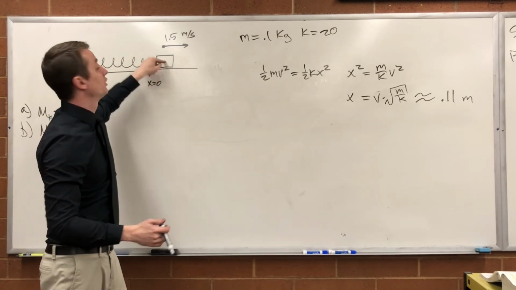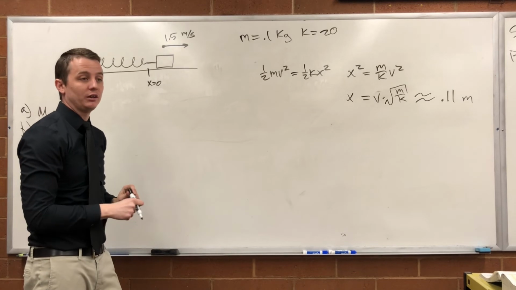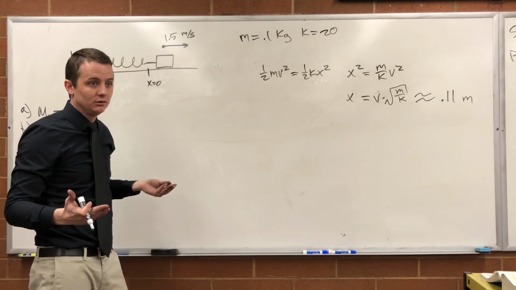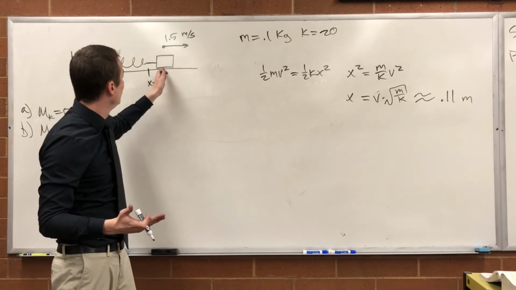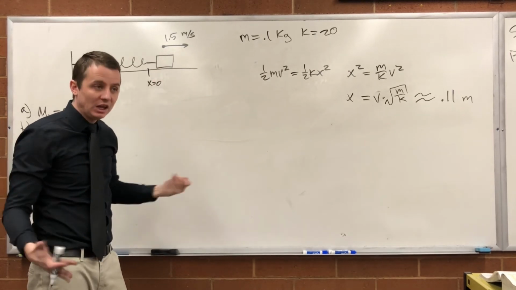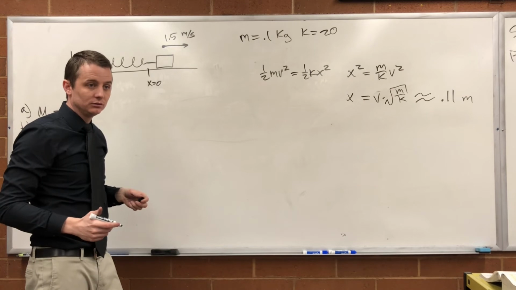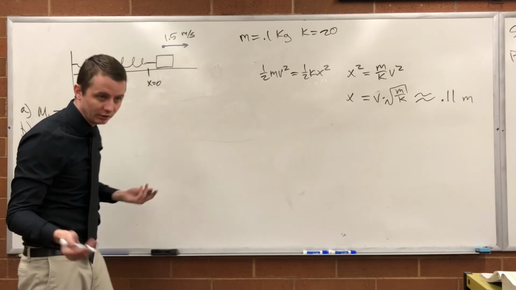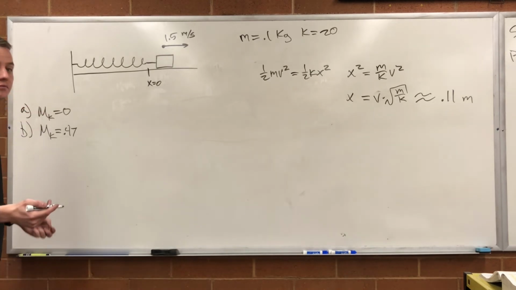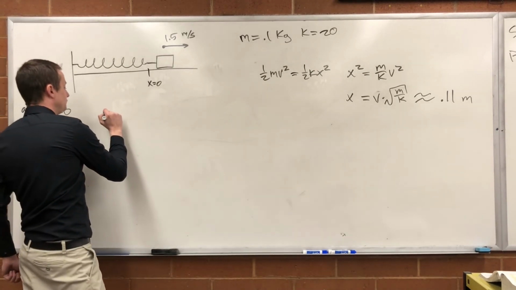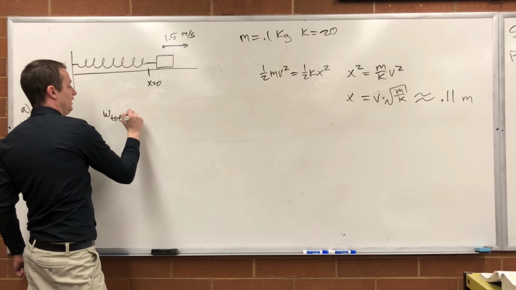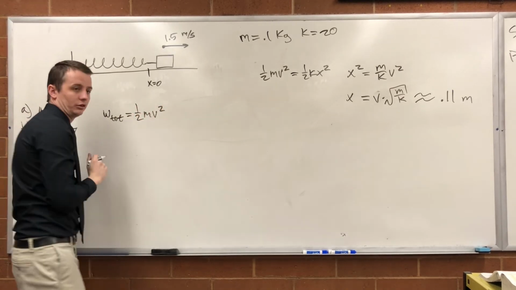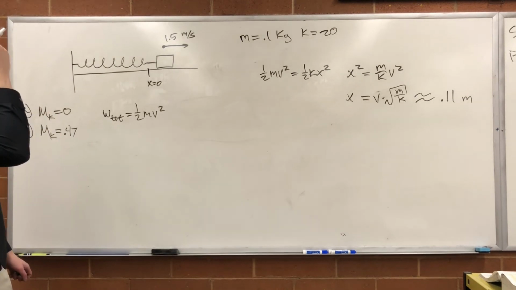A glider with a velocity of 1.5 meters per second only has so much energy in it. And once you stop it moving completely, you've taken all that energy out of it. So it's the same amount of energy. It's just going to give us a different displacement. So our total work is still equal to 1/2 mv squared.